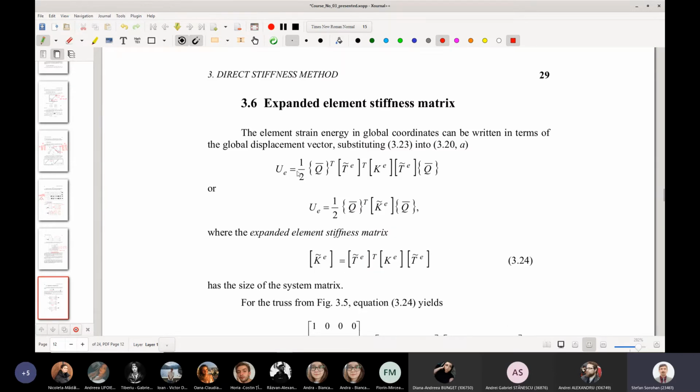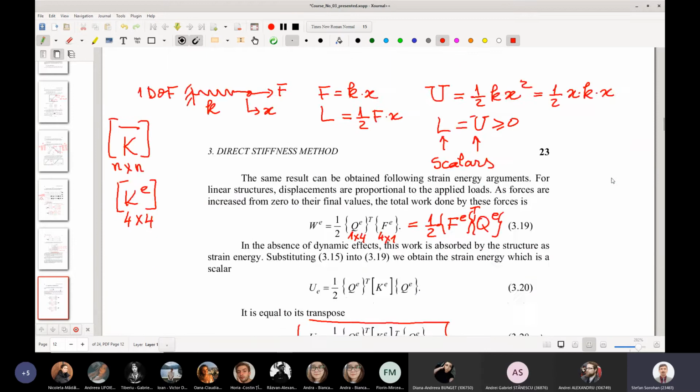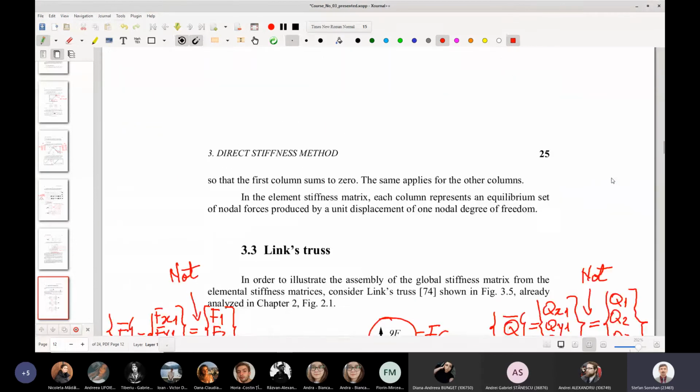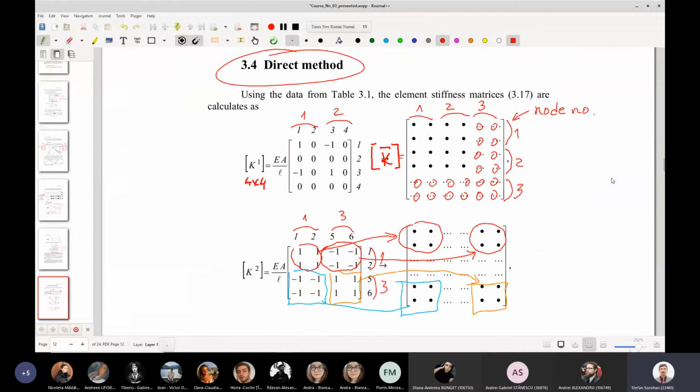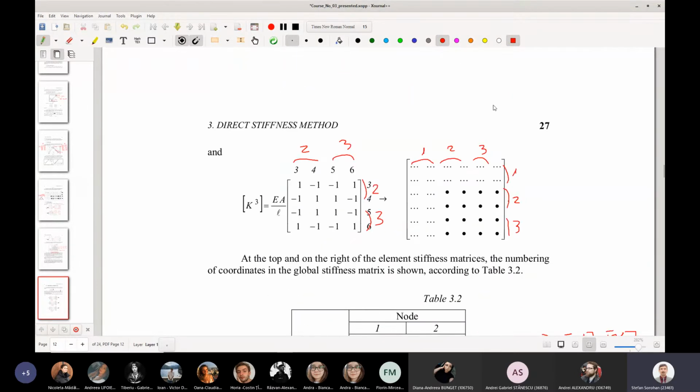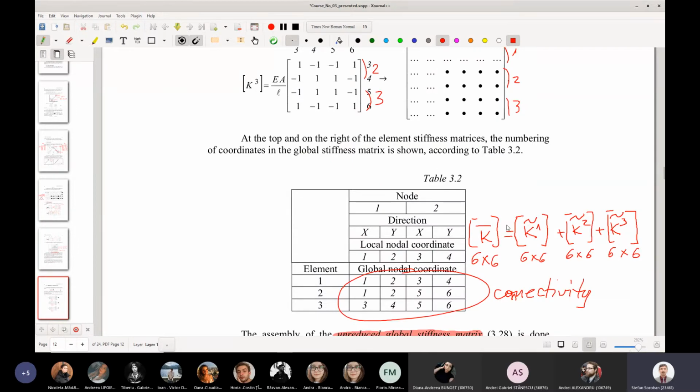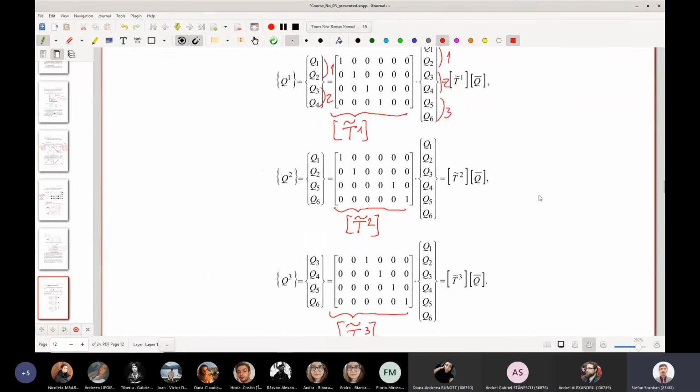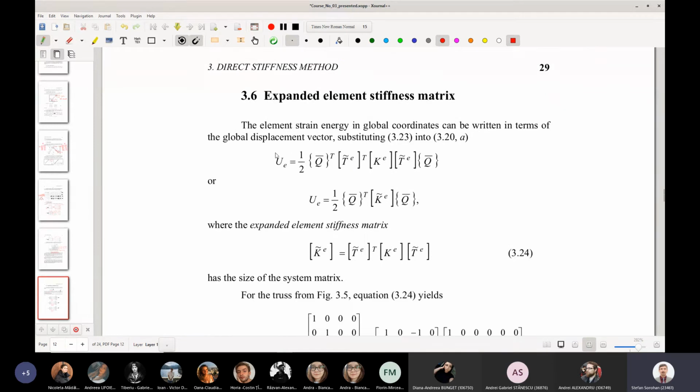After that, this is a second method for demonstration of the assembling process. What does the assembling process mean? The assembling process means that we can obtain the capital K bar function of all element stiffness matrices. According to the direct stiffness method, we add this one, as I told you here. Or you can demonstrate that based on strain energy.